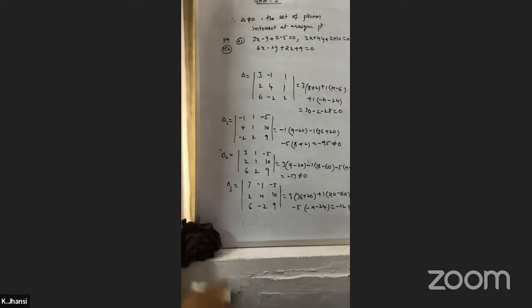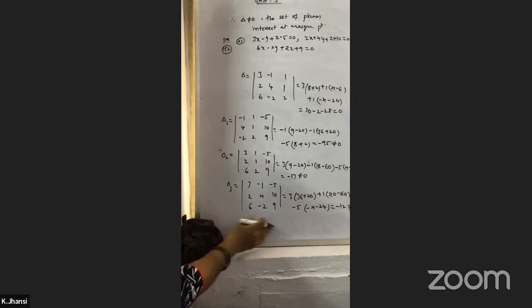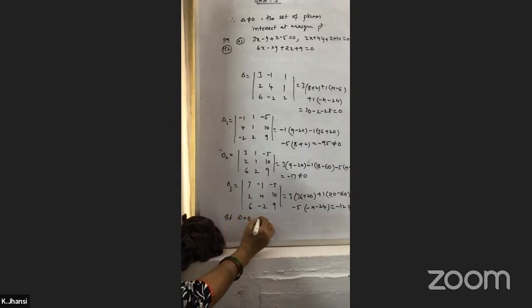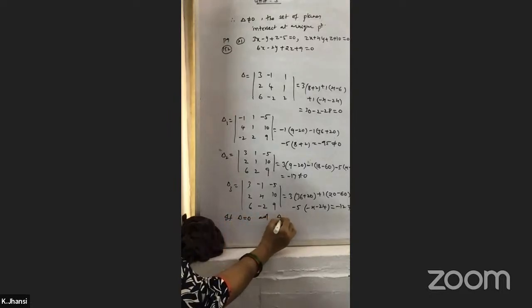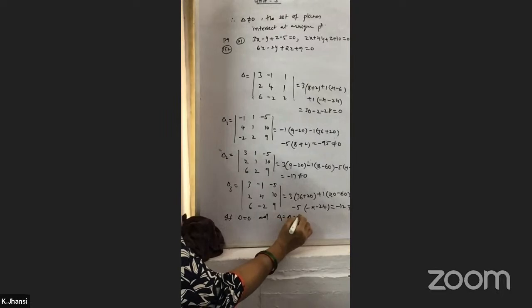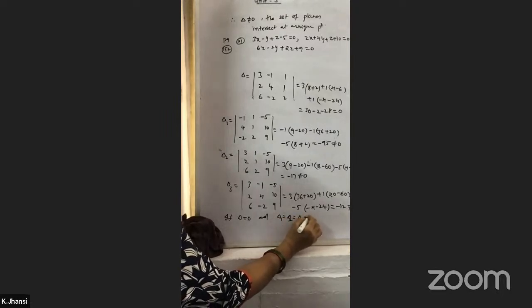So if delta is equal to 0 and these three values are not equal to 0, the three planes will form a prism. Delta equals 0 and delta 1, delta 2 and delta 3 not equal to 0.